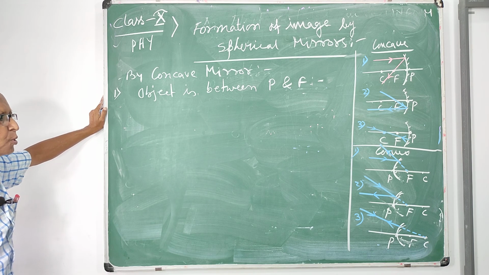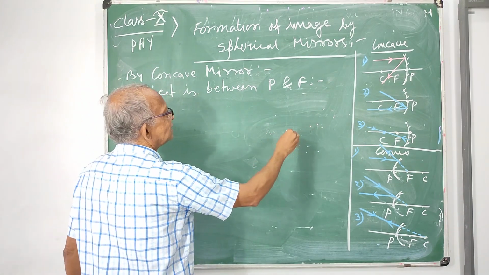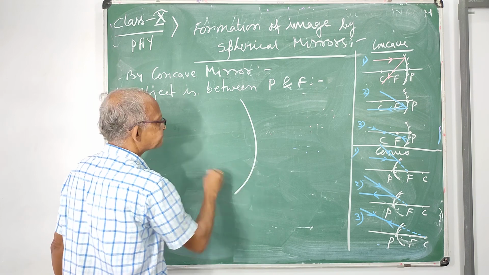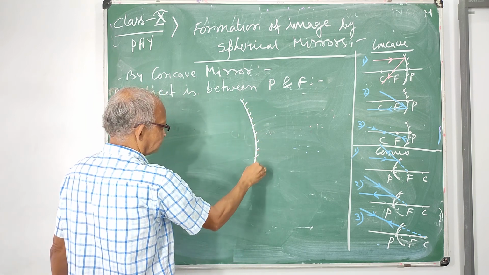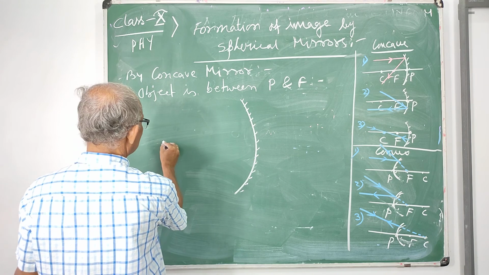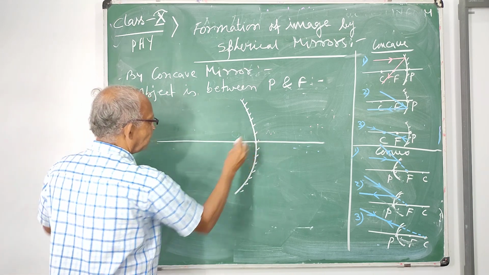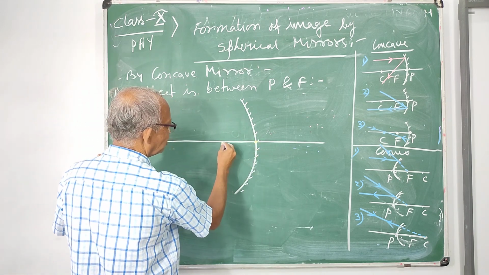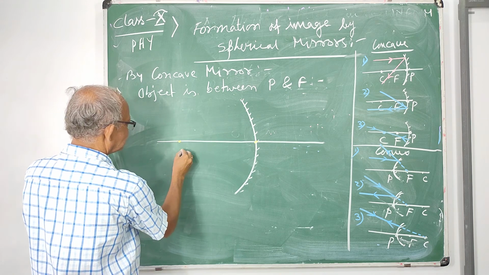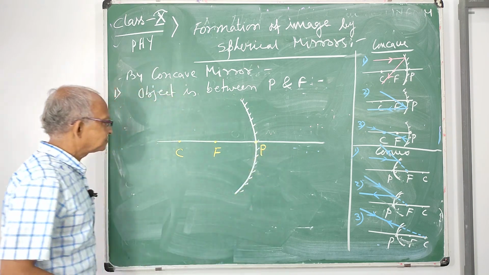Object is placed between its pole and focus. So draw the pole. Give me the answer as suggested before. Concave mirror, then draw the back side; the front side is the reflecting surface. Then draw the principal axis. So this is the principal axis. Mark the pole. So more or less here is the center of curvature, and midway is the focus, and the center of the reflecting surface, the midpoint, is the pole.